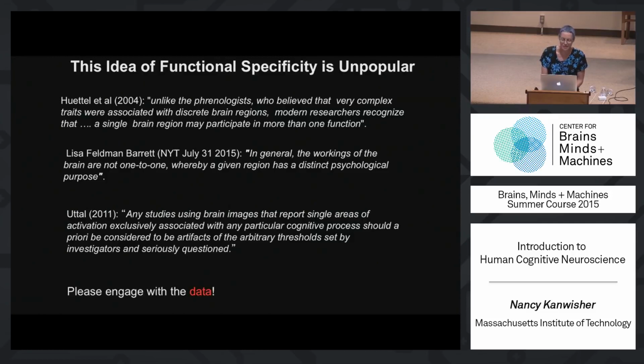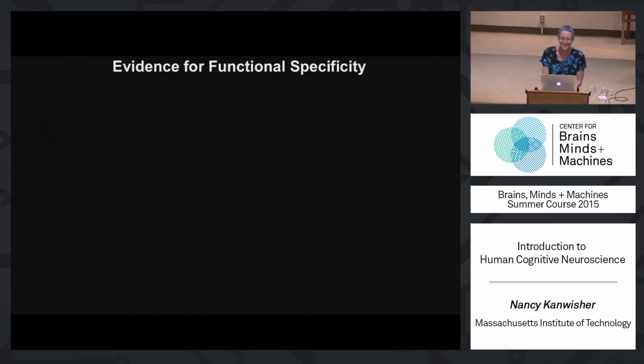Anyway, my point is just that we should engage with the data, right? This isn't like an ideology where we can just proclaim our opinions. There are data that speak to it. So let me show you some of mine. Okay, so what would be evidence of functional specificity? There are lots of ways of doing it. The way I like to do it is something called the functional region of interest method.